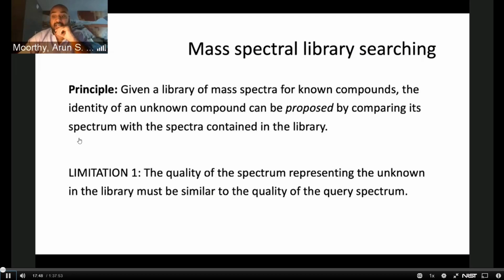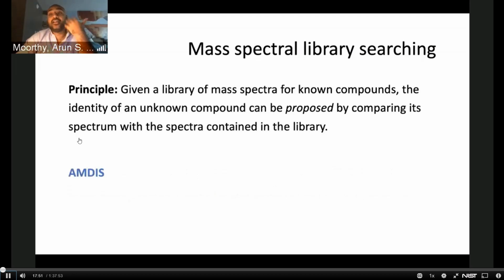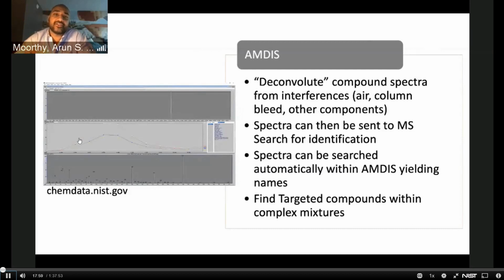And so one of the things that we have to combat this limitation is the automated mass spectral deconvolution and identification system, AMDIS. I'm not going to go into the details of AMDIS because I'm sure you'll see it get used throughout this workshop. But the general idea is that we're able to deconvolute the mass spectrum by ensuring that we're only extracting peaks that make sense by looking at the ion chromatogram. And again, I won't go into the details here because I'm sure it'll come up later. But AMDIS is available for free at chemdata.nist.gov.